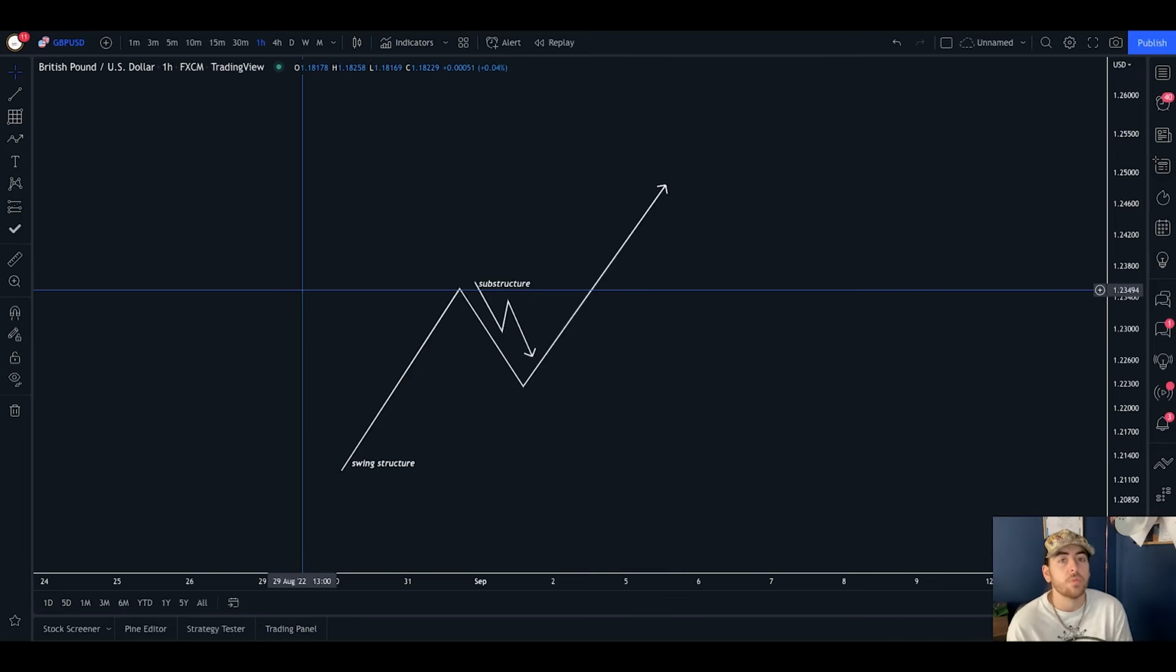Now what we're going to do is go to the markets. We're going to look at GBP USD for this example, and I'm going to break down a few different approaches to the swing structure and the substructure and show you what I mean live on the charts.